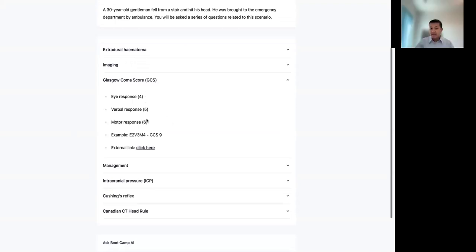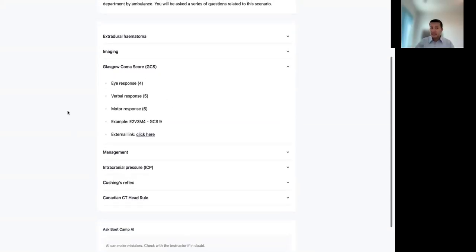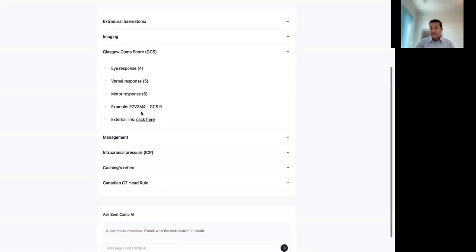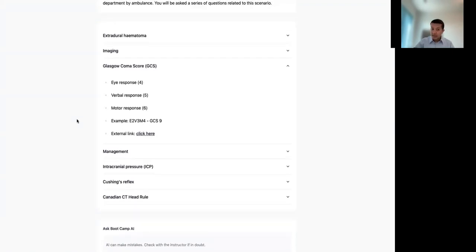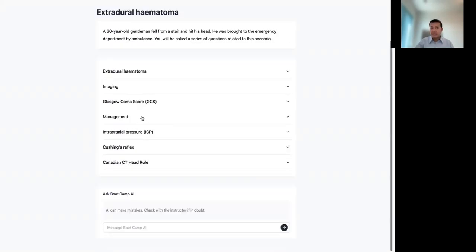You don't necessarily need to know these in detail, as they haven't really asked GCS in detail, but you should know how to assess it. It's usually 4, 5, and 6. If the GCS is 9, for example, sometimes it may not be enough. The best way to describe the GCS is through E2, V3, M4, for example, but nobody does that in reality, unfortunately. So please do have a look at it, but we don't necessarily need to know it in detail. But next, how are we going to manage extradural hematoma?